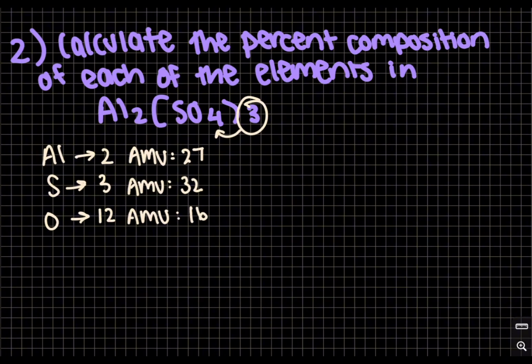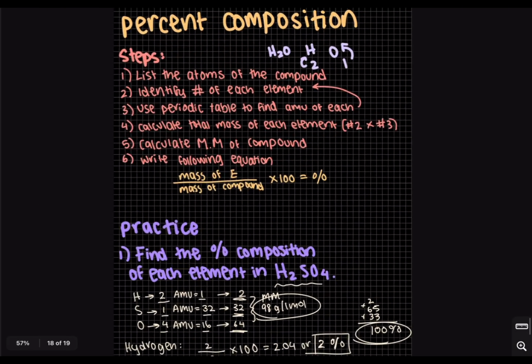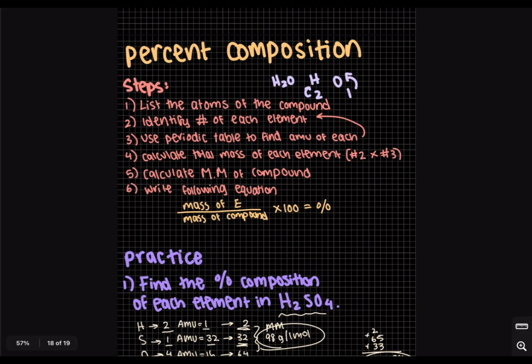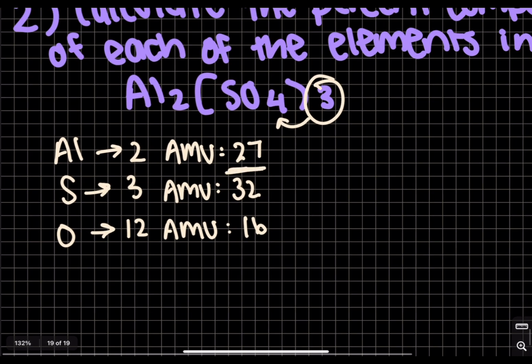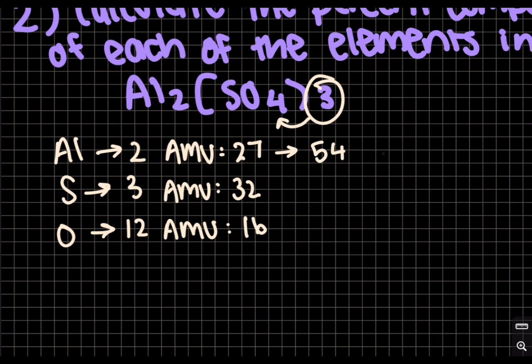Now, my next step, if we just refer back to the steps, is to calculate the total mass of each element. Meaning I'm going to multiply the AMU of one of them by the number of atoms of the element there is. Meaning that I'm going to do 27 times 2, which should be 54. 32 times 3, which is 96, and 16 times 12, 192. These are all basically in grams, by the way.